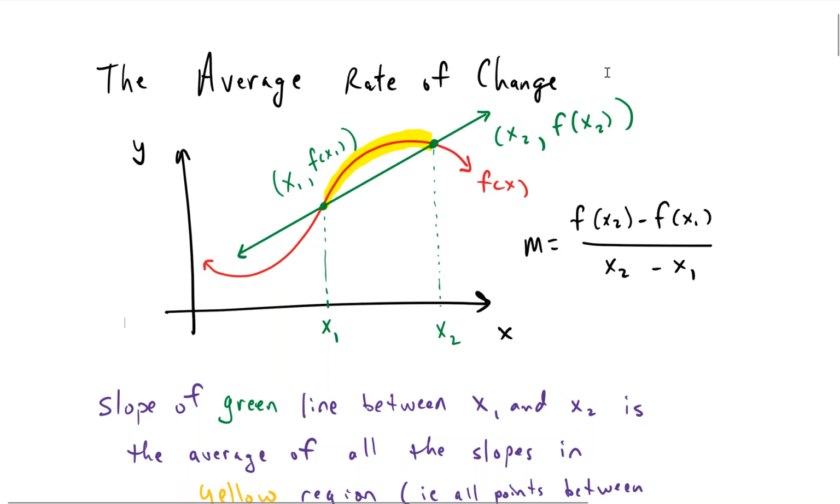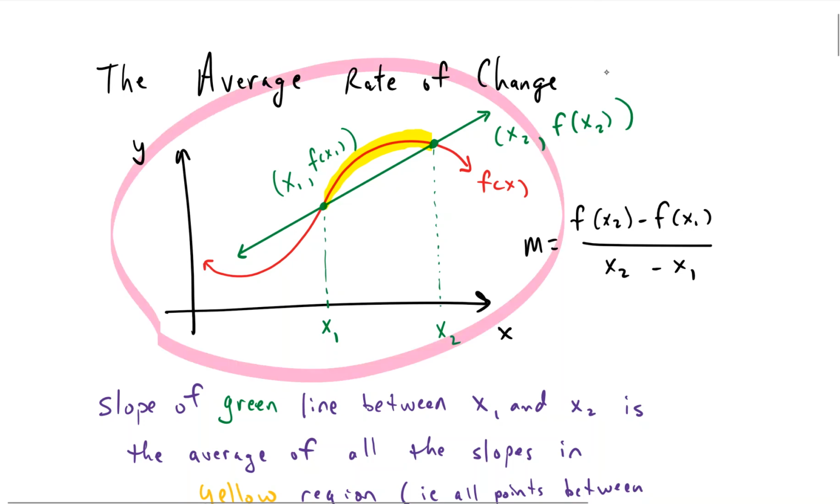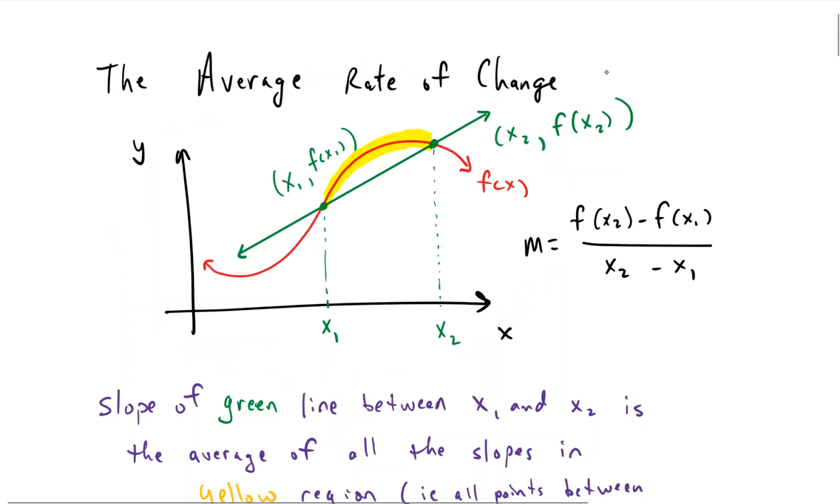Today we're talking about the average rate of change, which is a form of slope. If we look at the graph that I've drawn here, this picture that I've circled in pink, let's check this out and it might help us understand what's going on. So the graph we're interested in here is the red f.